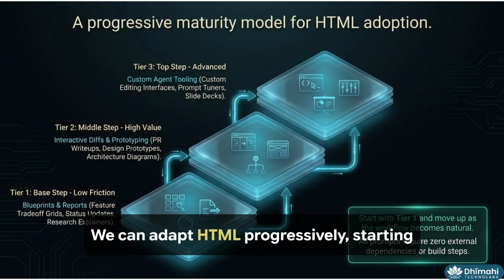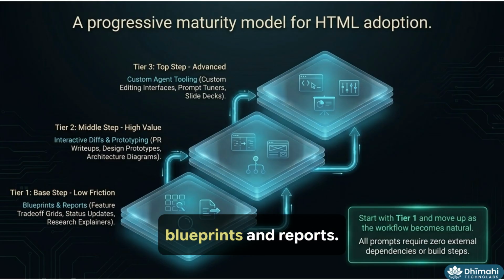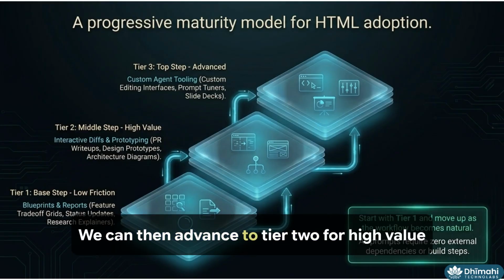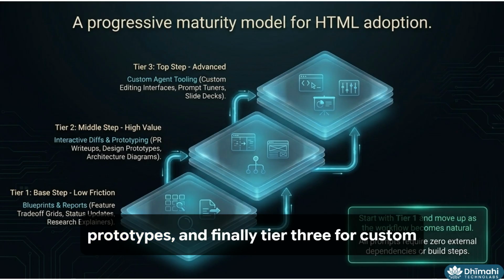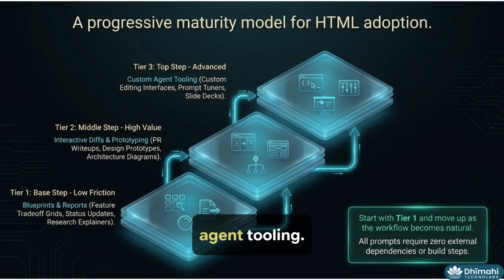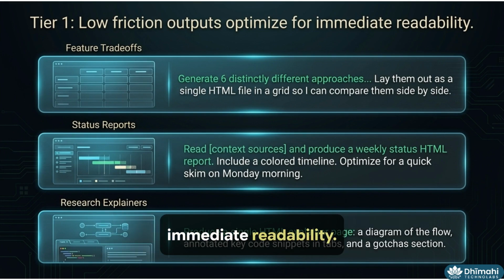We can adapt HTML progressively, starting with Tier 1 for low-friction outputs like blueprints and reports. We can then advance to Tier 2 for high-value workflows like interactive diffs and design prototypes, and finally Tier 3 for custom agent tooling. Tier 1 low-friction outputs optimize for immediate readability.